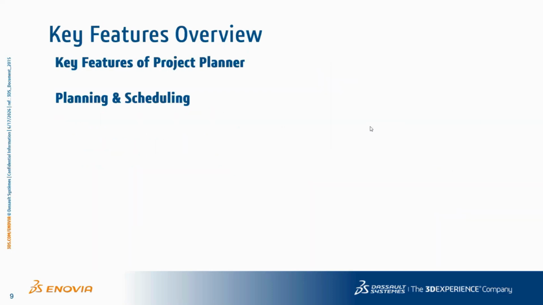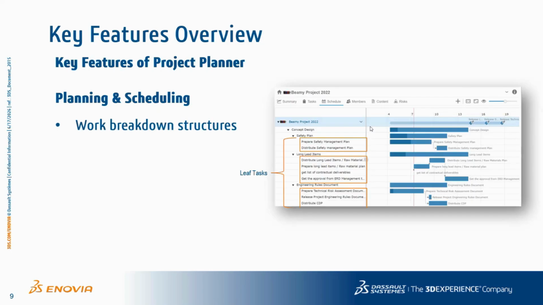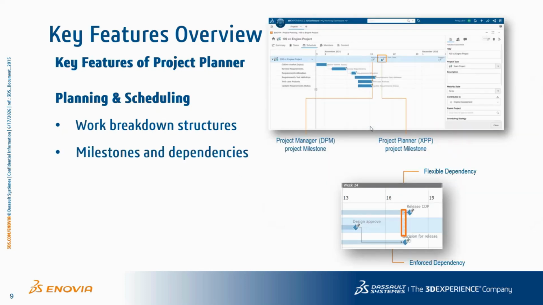So what are the features of this project planning tool? Initially, it has planning and scheduling capabilities where you can create work breakdown structures. Work breakdown structures are nothing but a single task or a group of tasks. So we use the term leaf tasks here. You can create tasks completely here. You can define dependent milestones and dependencies.